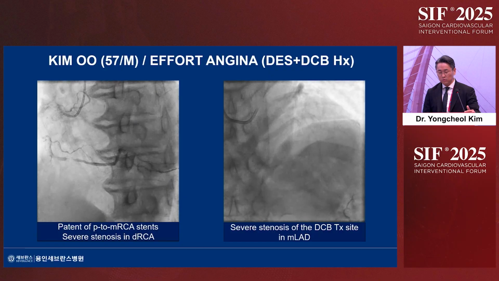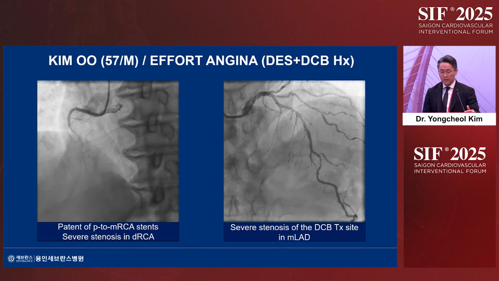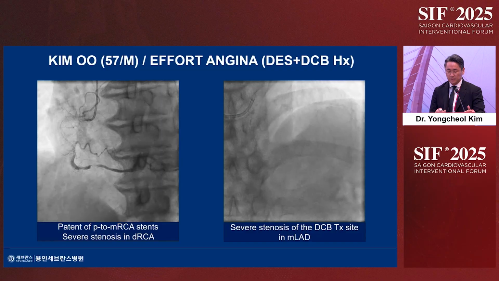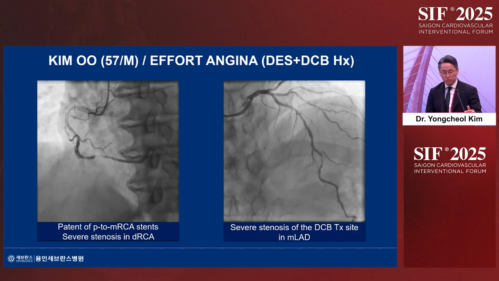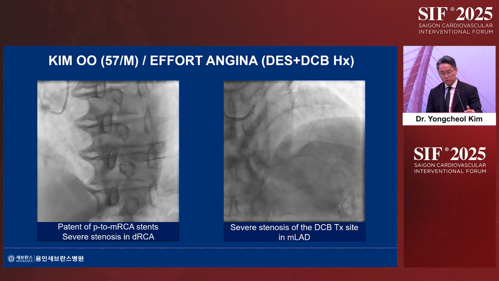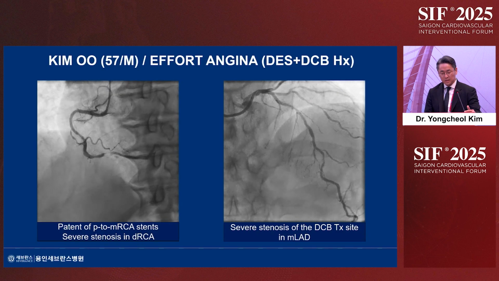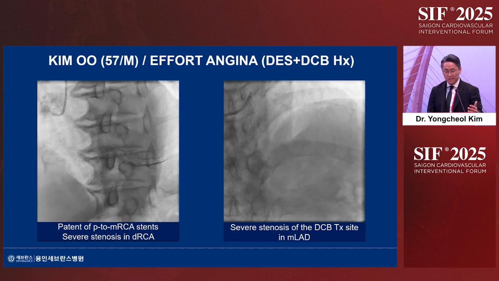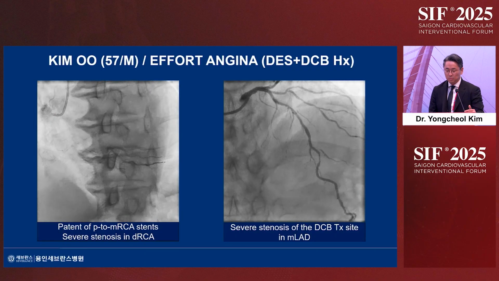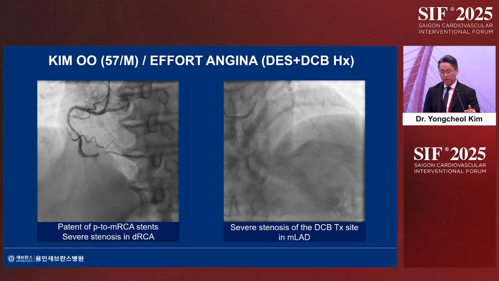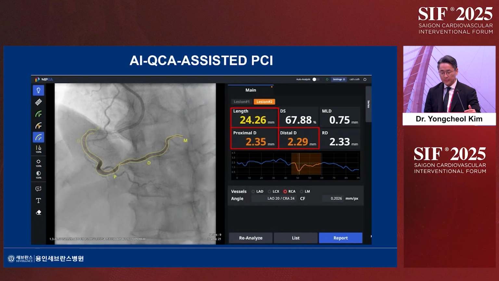It's a 57-year-old gentleman who complained of effort angina with a history of DES implantation and DCB treatment. Angiography showed the patent proximal to middle RCA stent, but showed a severe stenosis in the distal RCA with slow reduced flow, and a severe stenosis in the DCB treatment site in the middle RCA was observed.